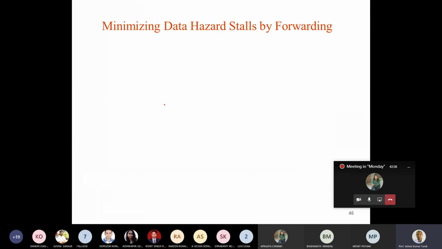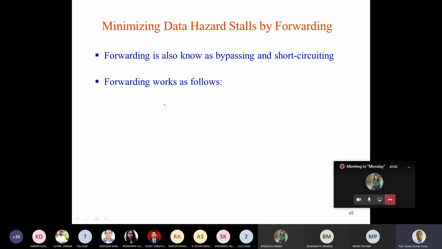So the data hazard can be minimized, and in many cases data hazards can also be prevented by means of the forwarding mechanism. Forwarding is also known as bypassing, or short circuiting. And the forwarding works as follows. Actually, I've already explained how it works.